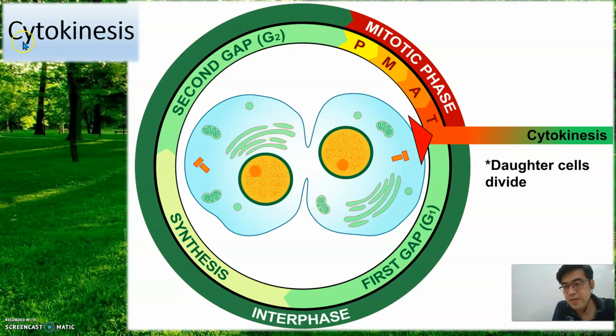And finally, last but not least, we have come to cytokinesis. Cytokinesis means the cell dividing into two cells. Okay, as you can see here, from one cell it becomes two daughter cells, and the nuclei are fully formed. So this is the last stage of mitosis before going back to G1.